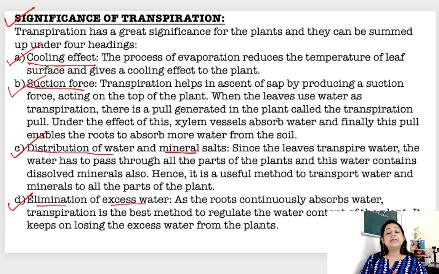Elimination of excessive water. Whatever excessive water is there in the plant cannot stay in the plant. Fine, not good for the plant. So that has to be eliminated out from the body. So that is eliminated out as excretory waste from the plant by the process of transpiration. So this is the significance of transpiration taking place.